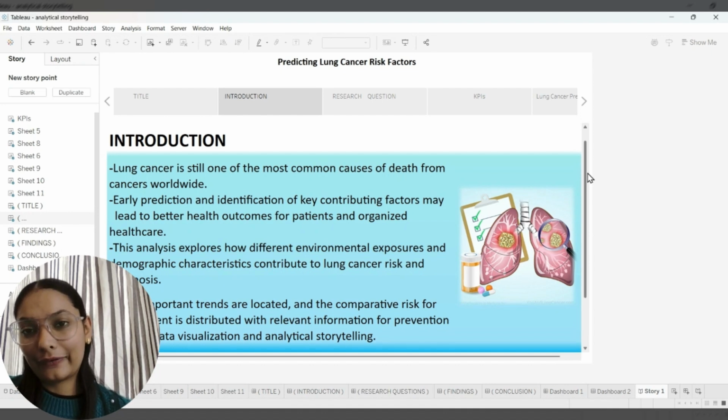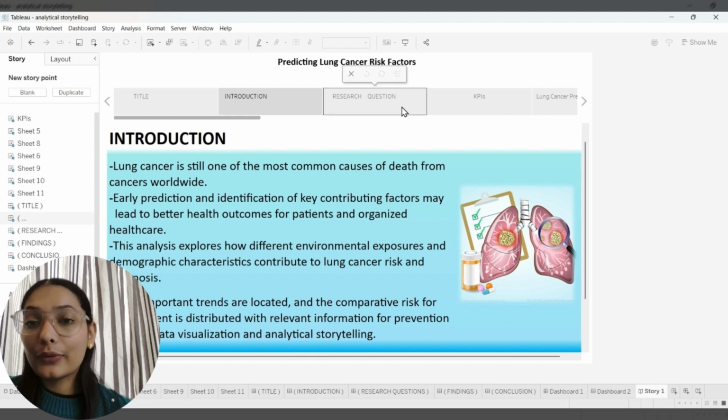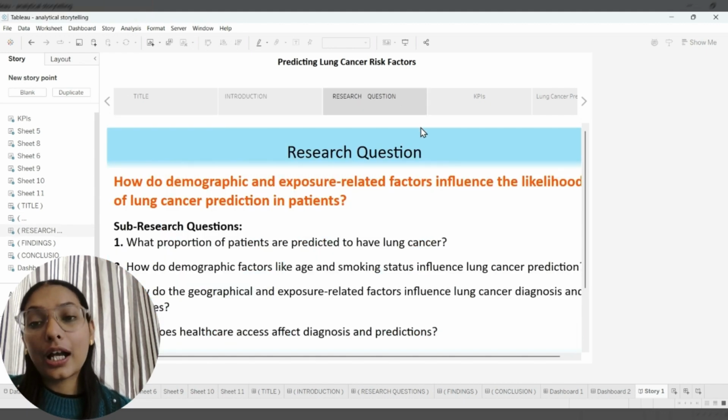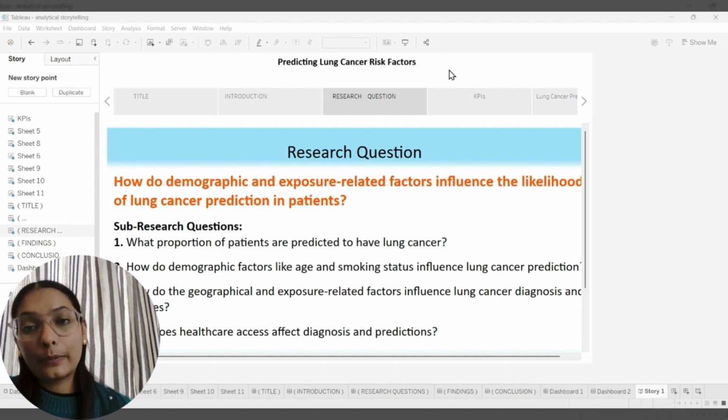So let's begin. Lung cancer remains the leading cause of cancer-related deaths globally, and early detection is essential for saving lives. My main research question is: how do demographic and exposure-related factors influence the likelihood of lung cancer prediction in patients? To break this down, I explored four sub research questions.